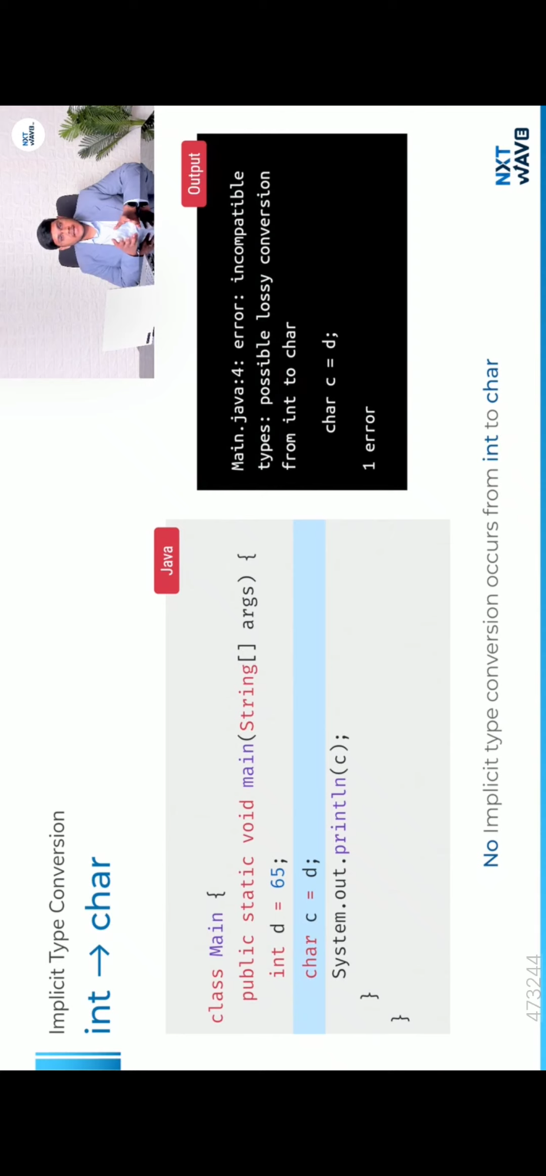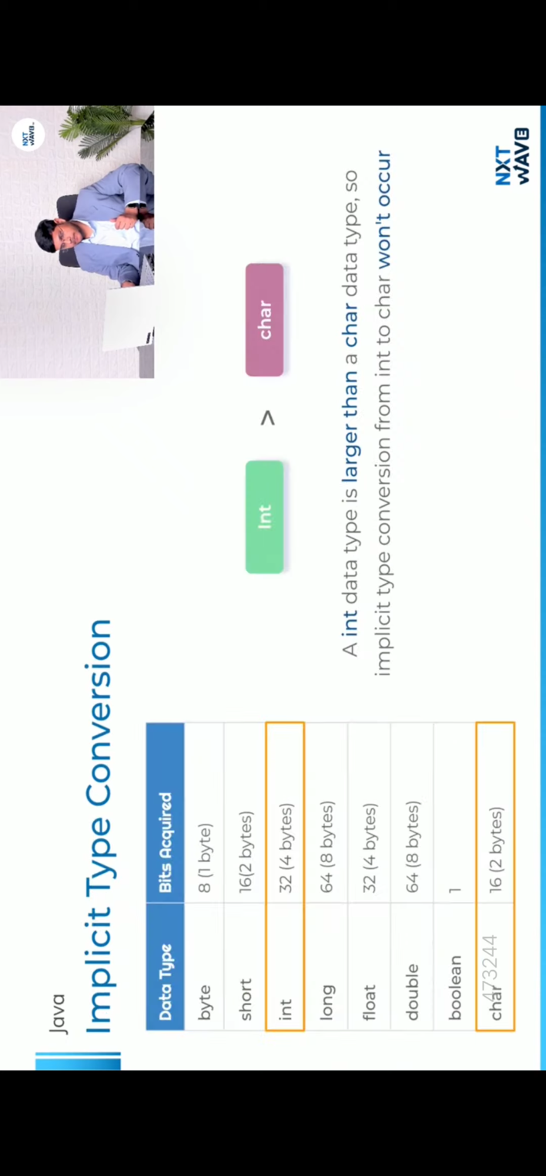In this case, int is larger compared to char, so this implicit type conversion doesn't happen in Java, and you will see this type of error. You can try it out as well in the code playground. As you can see, int is 4 bytes, whereas char is just 2 bytes, so int is greater than char. Whenever you try to assign a data type larger than char to a char, implicit type conversion doesn't happen.